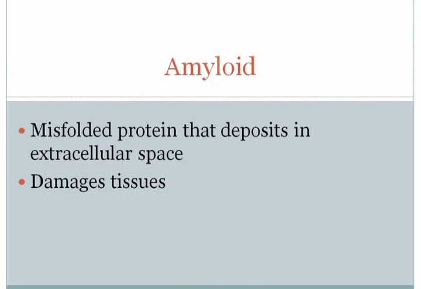Now, before we can go further, we actually need to define what amyloid is. Amyloid is a misfolded protein, that's important, that deposits in the extracellular space. That's actually very important as well. It is a misfolded protein, and it deposits outside of the cell in the extracellular space. And it's this deposition in the extracellular space that eventually results in damage to tissues. So cells become injured and the tissues become damaged.